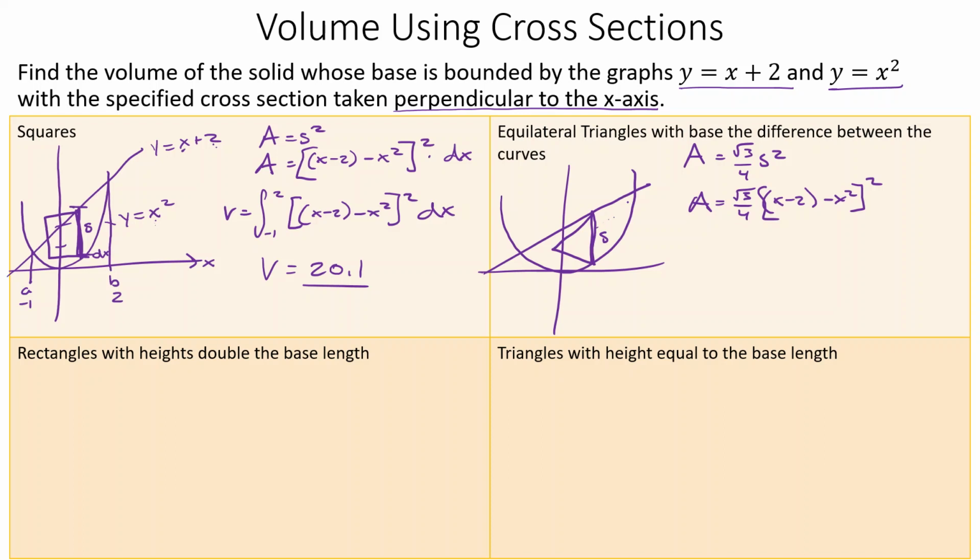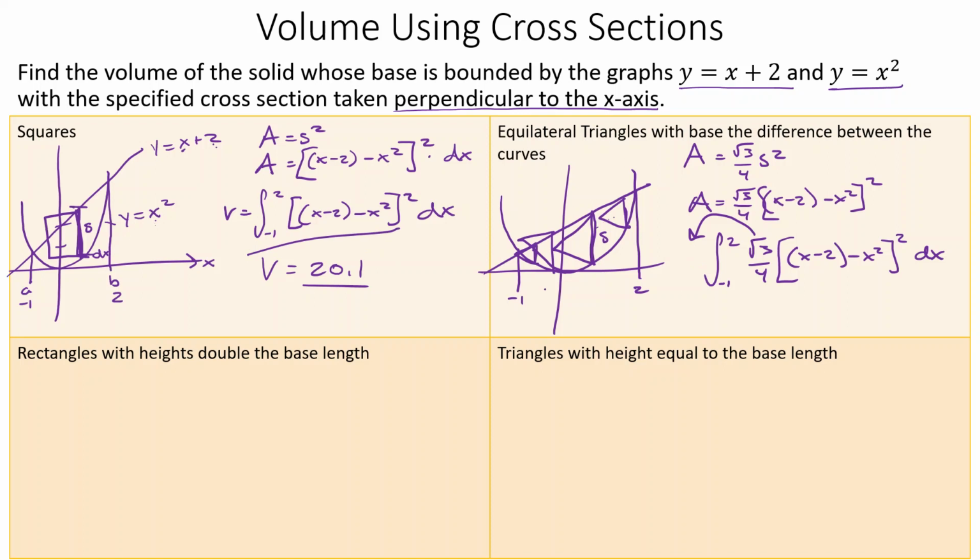Now we want to add up all of these triangles. We're going to make a little triangle here that comes out at you, a little triangle back here that comes out at you, and a triangle all the way along this curve. So we're integrating from -1 all the way up to 2 again, of root 3 over 4 times this exact same thing, x plus 2 minus x squared, dx. The root 3 over 4 can just come out front, and we're left with essentially the same thing that we had before. So our volume is going to be root 3 over 4 times 20.1, because this integral is the exact same integral as the previous one.